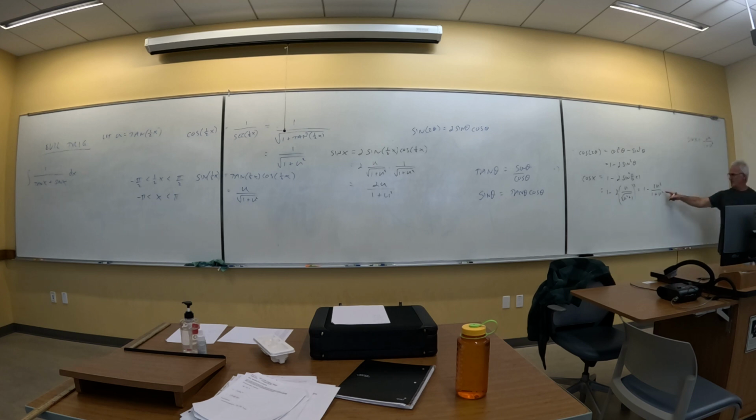Can I put this over a common denominator? Well, that would be 1 plus u squared minus 2u squared all over 1 plus u squared, which is what? 1 minus u squared over 1 plus u squared. And that's our cosine of x.